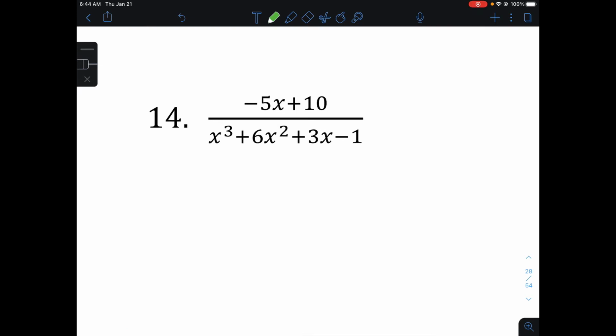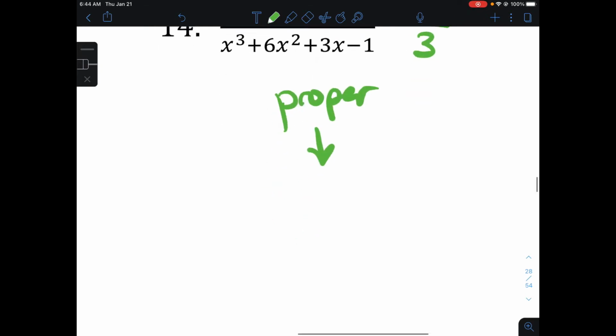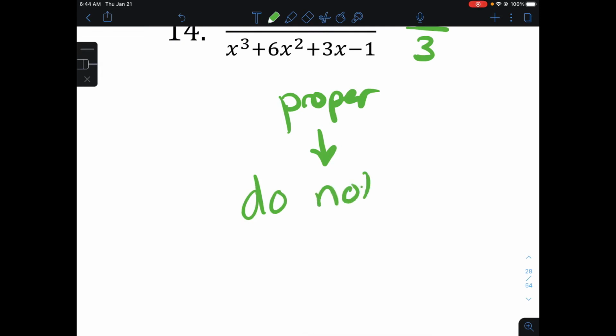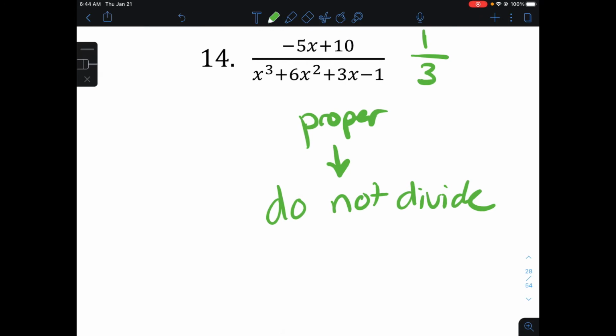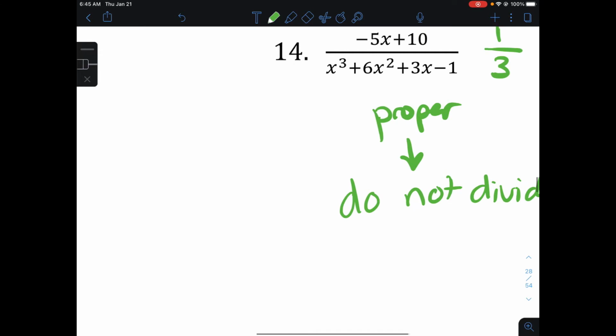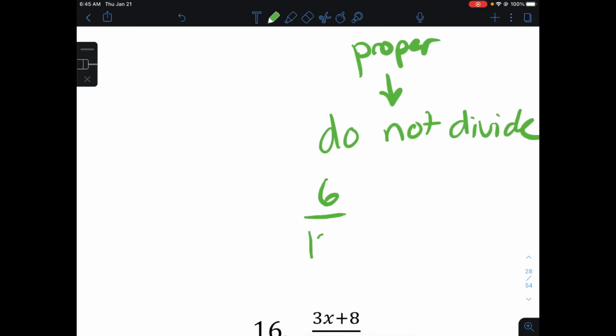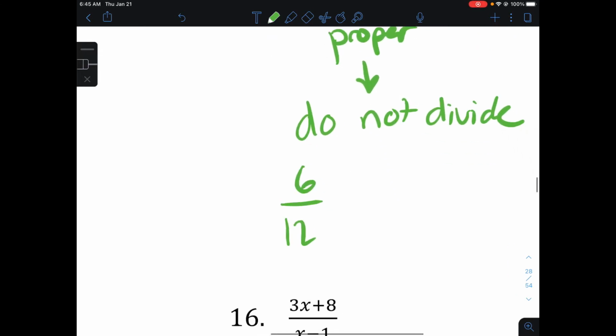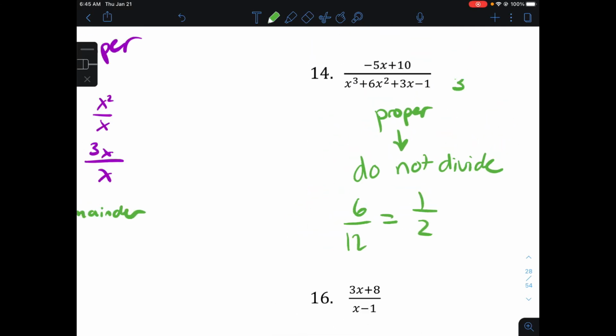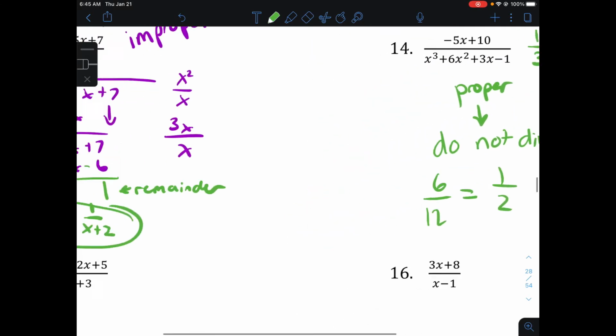Is it proper or improper? The degree on the top is 1. The degree on the bottom is 3. So this one is actually proper. When it is proper, you do not divide. You might be able to simplify at times. Like if you think about 6 twelfths, this is proper, but you could simplify it. But you really can't divide.